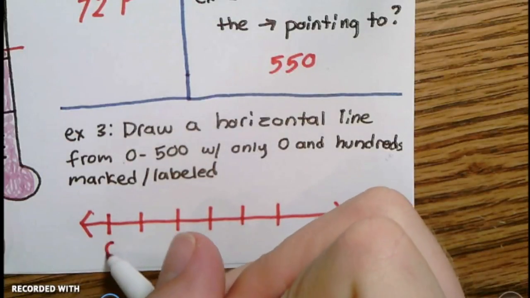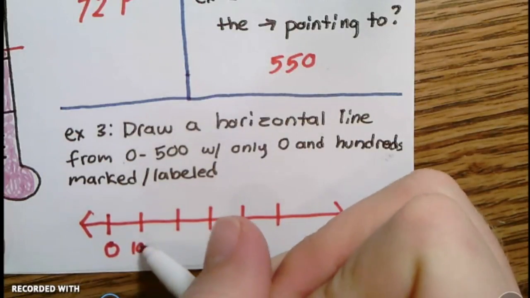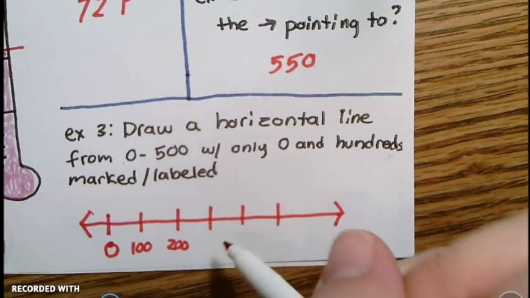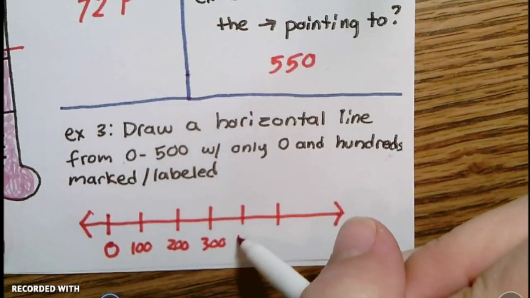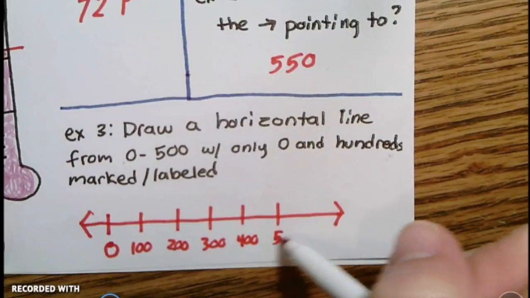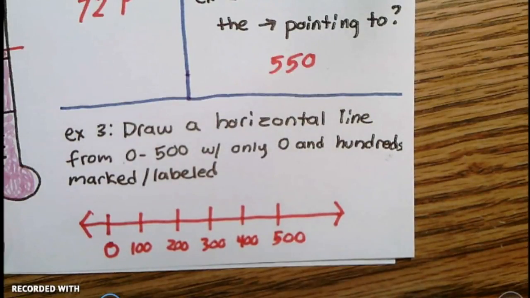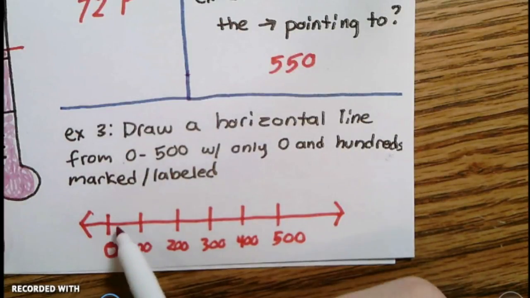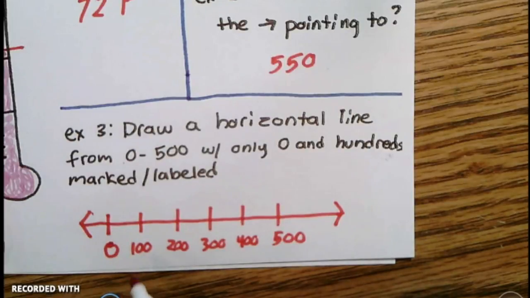This is going to become 0, 100, 200, 300, 400, 500. Now, even though I've only labeled those numbers, I would know that in between each hundred on this number line, there are obviously many other numbers, like all the numbers between 200 and 300.